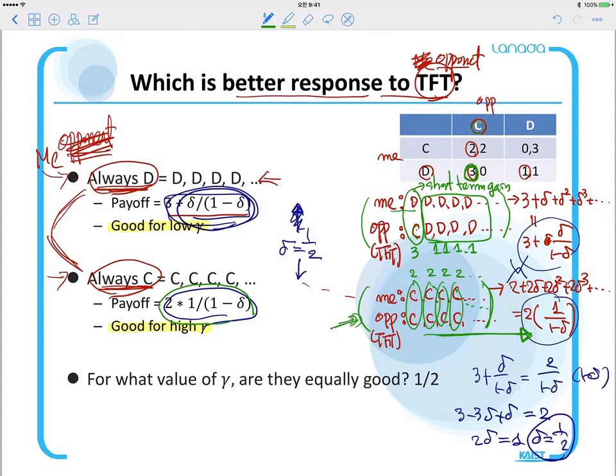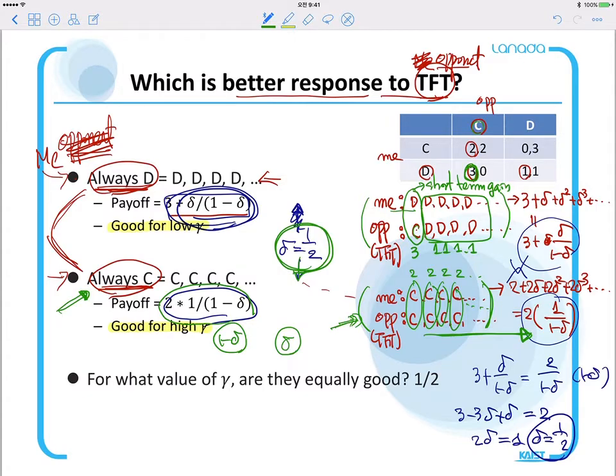In order to make the game last for a long time, we should have a higher probability of delta, because 1 minus delta is the probability that I will end the game, and delta is the probability that I'm going to continue the game. And that's why this result is pretty natural. So when the players are more patient, then each player has a higher incentive to cooperate.